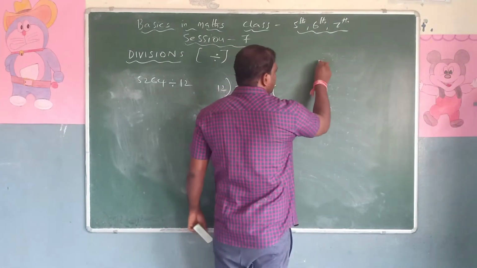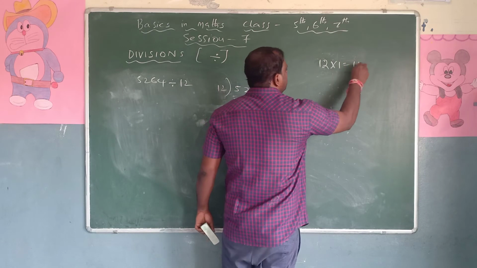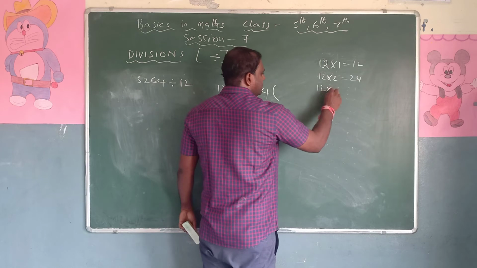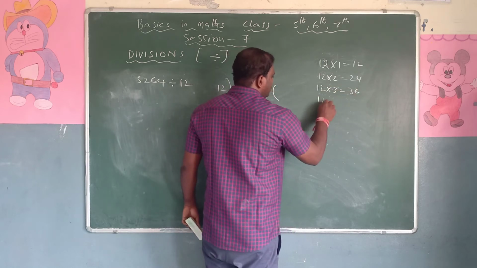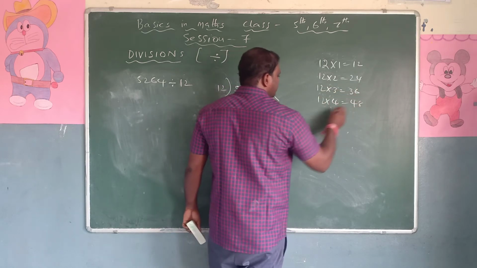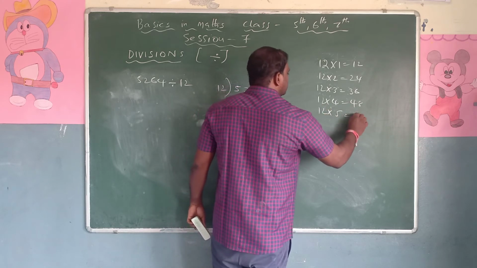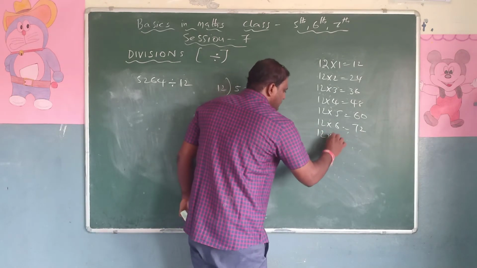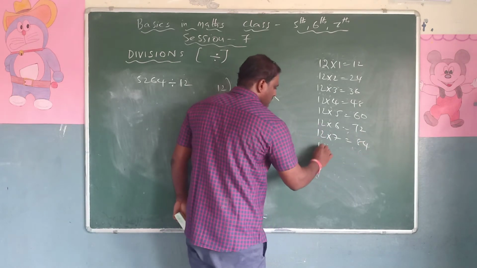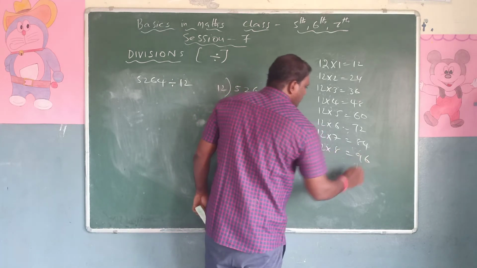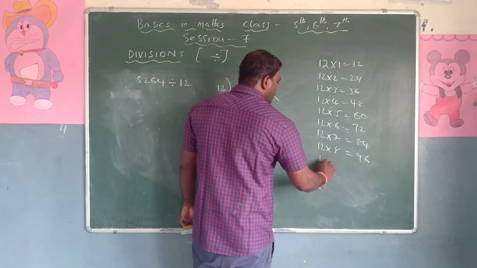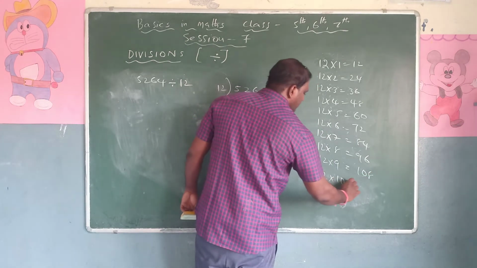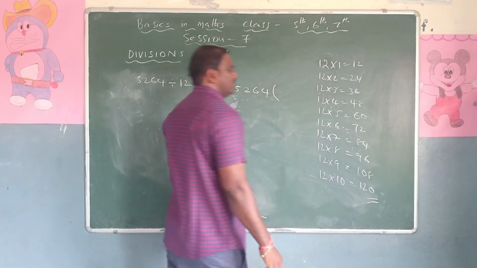First you have to write the 12 table. Do you know the 12 table? Yes, 12 ones are 12. 12 twos are 24. 12 threes are 36. 12 fours are 48. 12 fives are 60. 12 sixes are 72. 12 sevens are 84. 12 eights are 96. 12 nines are 108 and lastly 12 tens are 120.